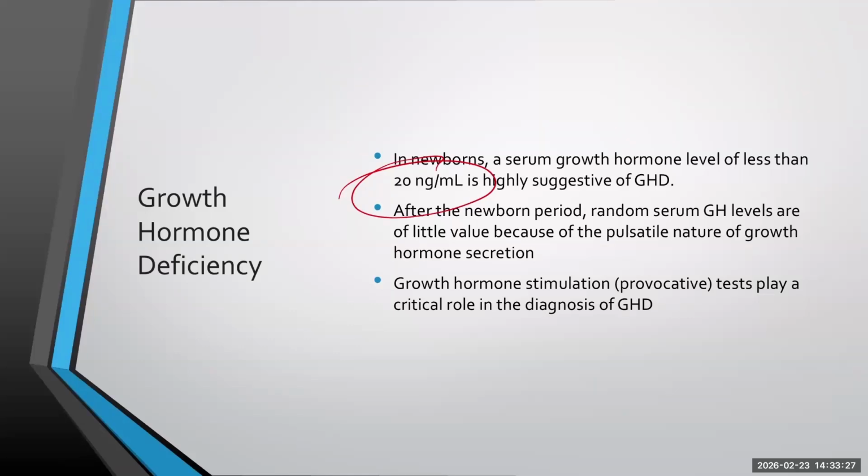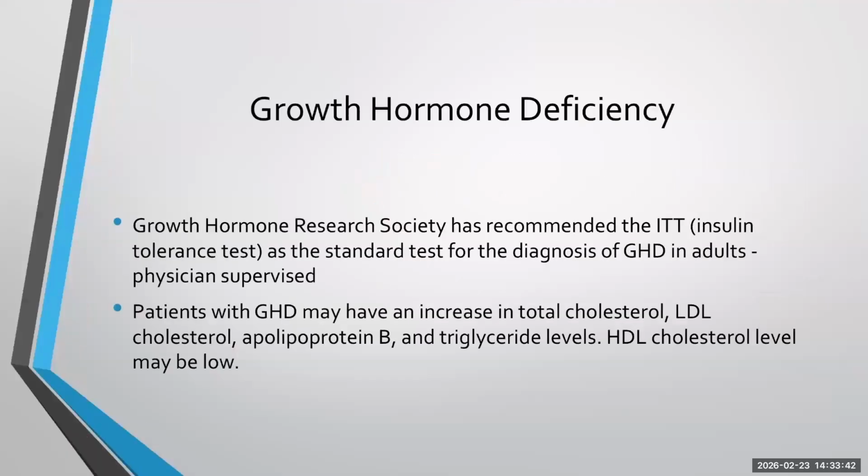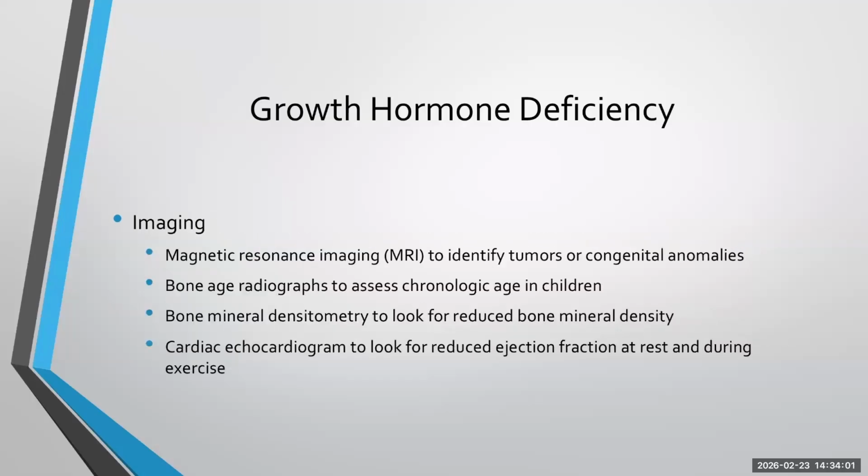Now, just like in diabetes, we would do those oral glucose tolerance tests where we give you a bolus of sugar and we see how your insulin responds. You can also do these with growth hormone deficiency as well. So they recommend this insulin tolerance test as the standard test for diagnosis of growth hormone deficiency in adults. They also may have increased total cholesterol, LDL, ApoB, triglycerides, and HDL may be low in these patients.